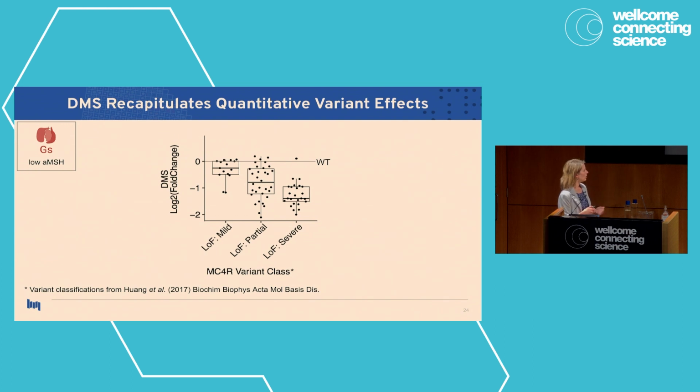And one way that we were looking at this was we found a review paper that had a panel of about 70 different human variants from MC4R and had classified them as to whether they were predicted to be loss of function with mild to no effect, whether they were predicted to have partial effects, or whether they were predicted to have severe effects. And I'm just showing on the y-axis our DMS data for those variants. And I think we're seeing a nice quantitative scale here between the different types of quantitative effects of variants.